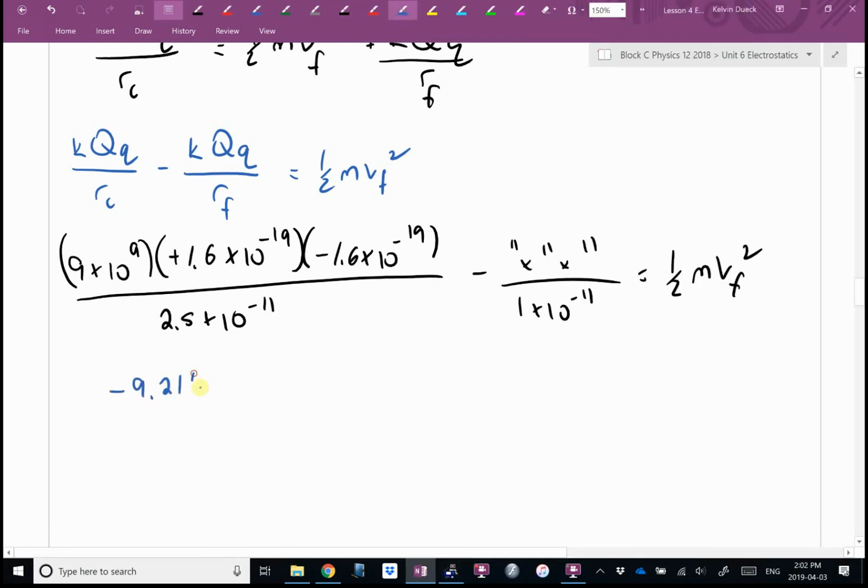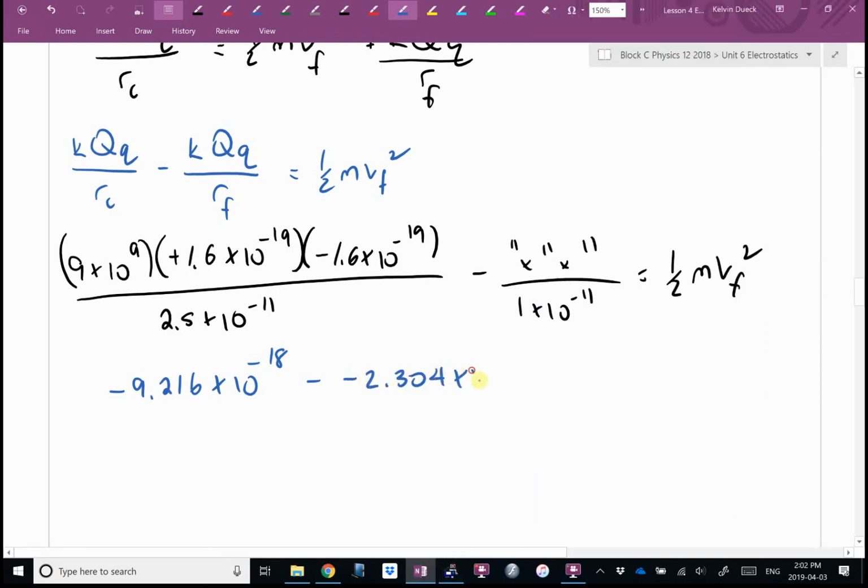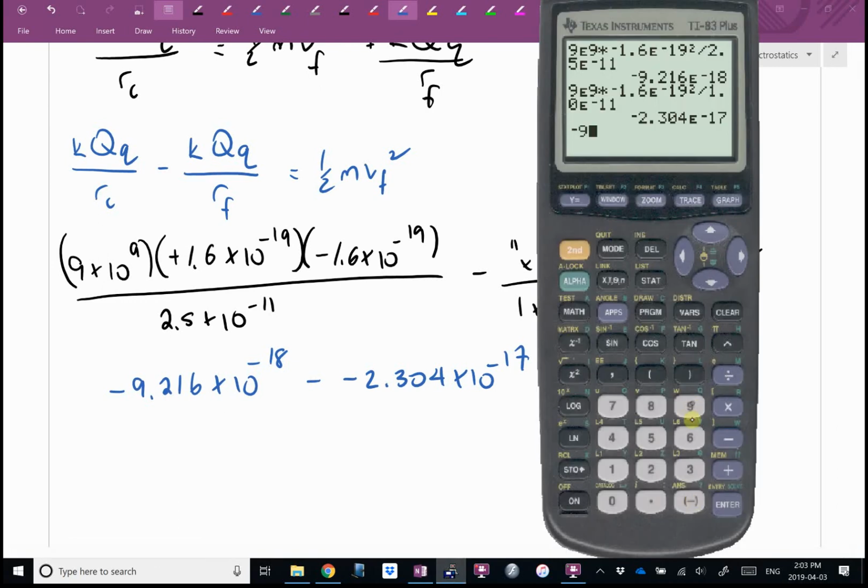Negative 9.216 times 10 to the negative 18 minus, and then I should be able to just backspace and edit, and I get, yell at me if I'm wrong, negative 2.304 times 10 to the negative 17. That equals a half m v squared. Let's carefully crunch this. It's going to be negative 9.216 times 10 to the negative 18 minus, answer button. Double checking my typing. Looks good. Do you all get 1.3824 times 10 to the negative 17?